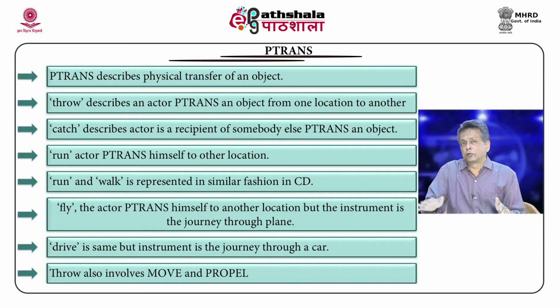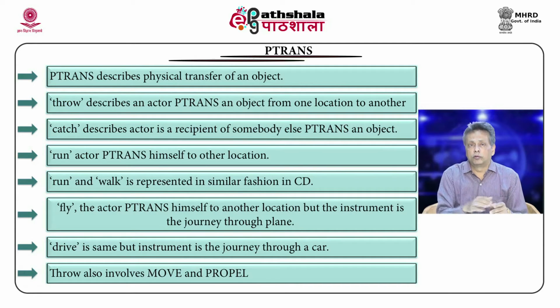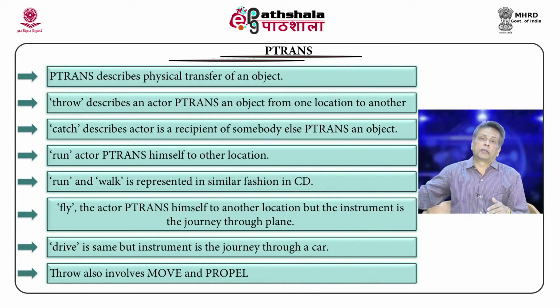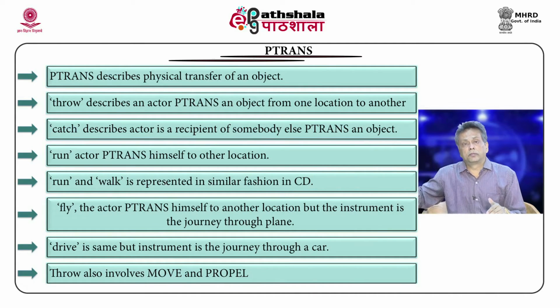But there are other things associated. These verbs are a little more complex, so there is more than one thing involved. For example, throw also involves moving of a body part, which is the other primitive we will talk about later, called moving a body part. Similarly, fly also involves something else happening. Fly means you took a plane to reach that place. So that is the additional information.